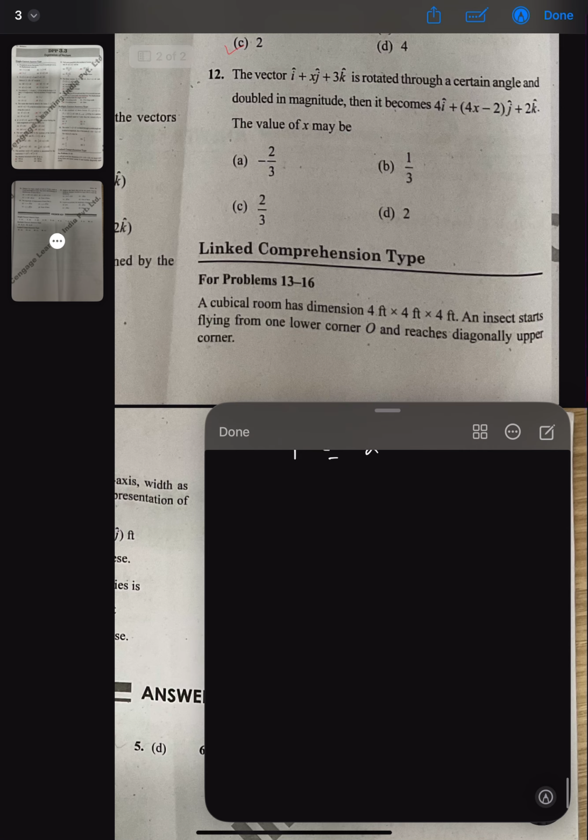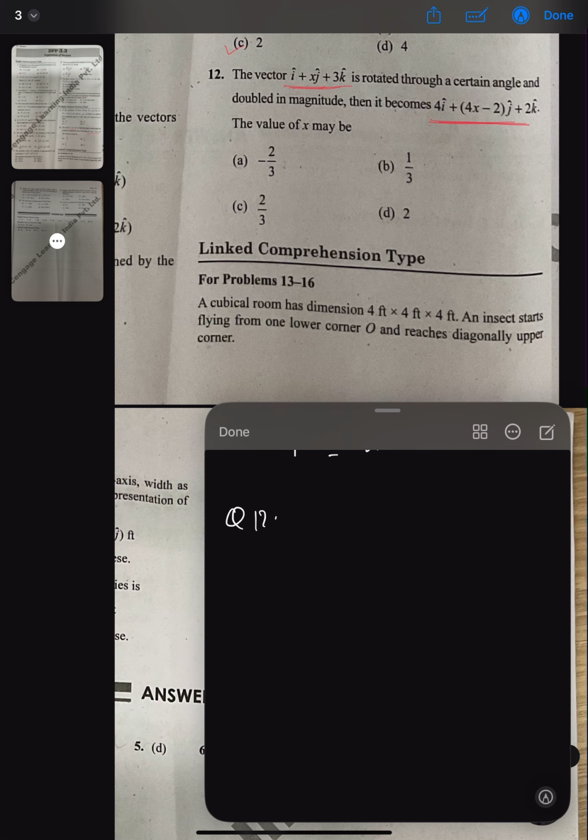Then question 12. The vector i cap, this is rotated through a certain angle and doubled in magnitude. We rotated the vector and doubled its magnitude. It becomes this. So basically, the magnitude of the second vector is double the magnitude of the first vector. We are not bothered about the direction because there is only one variable and one equation. So we do not need to care about the direction. It is simply to confuse you.